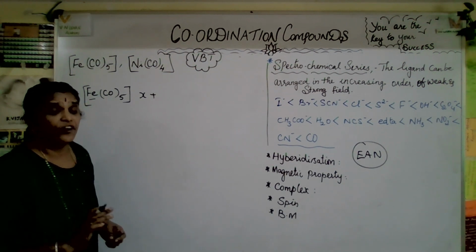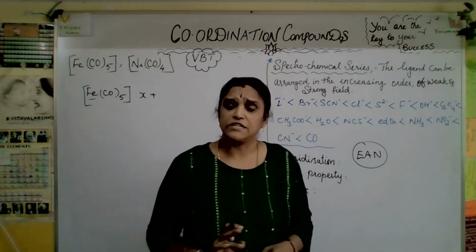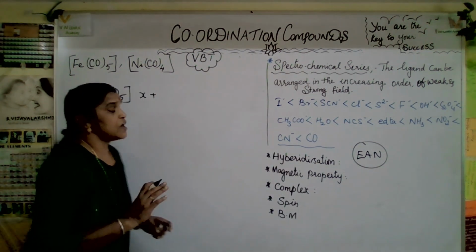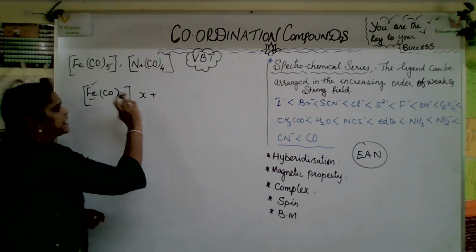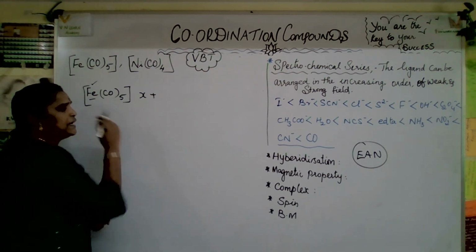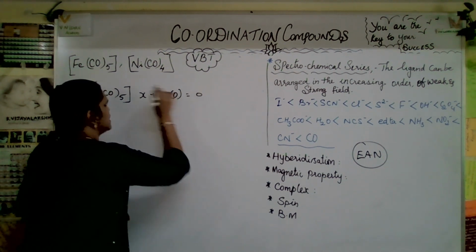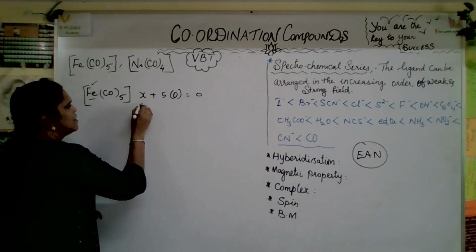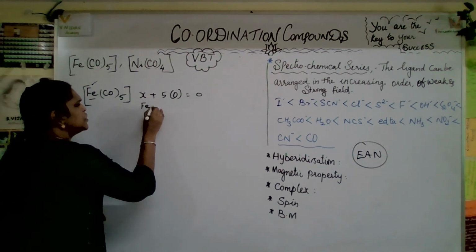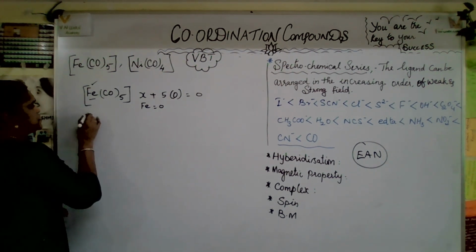Now, first and foremost, we have to find out the oxidation number. Of whom? Of course, the central metal ion only. So Fe we take as X, plus the ligand, which is 0, five times, equal to 0, since there are no oxidation states. So the complex is neutral, and the oxidation state of Fe is 0.